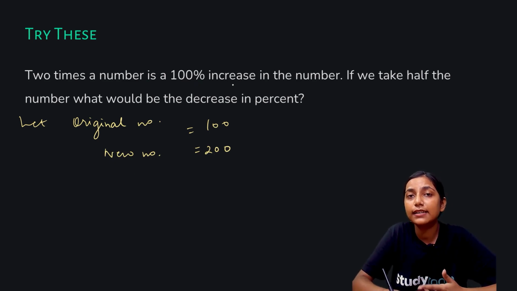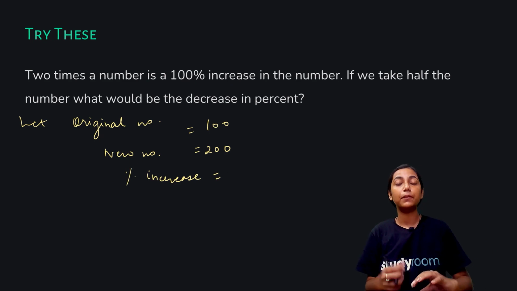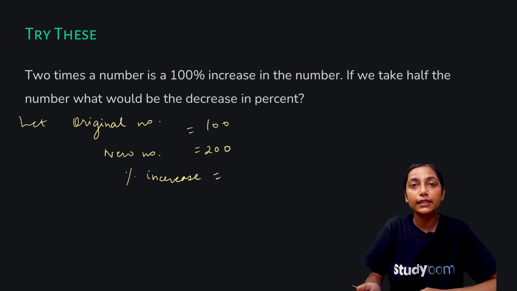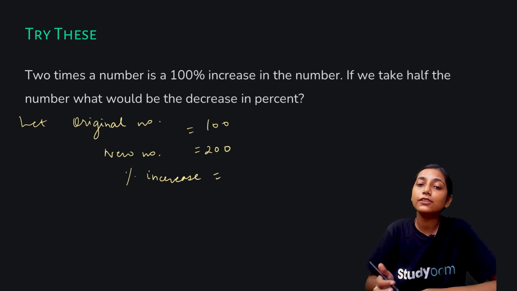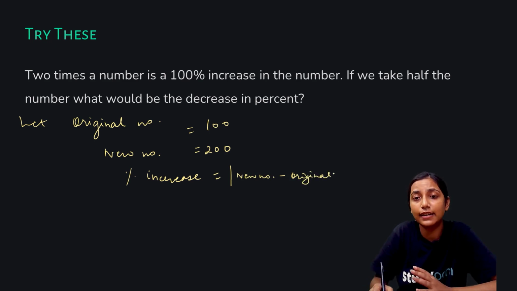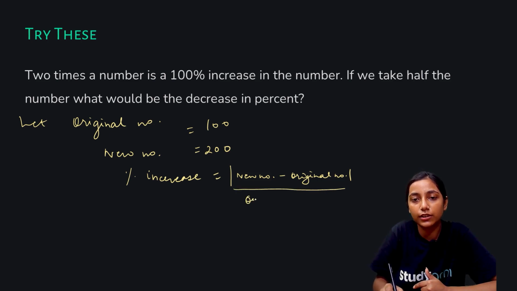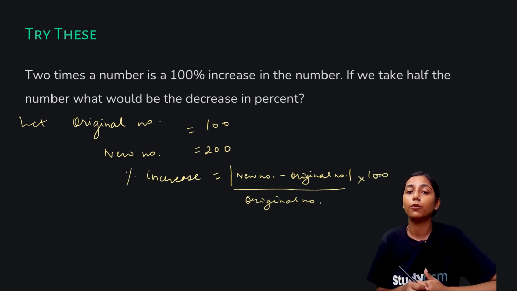Now, how do you find the increased percentage? How do you find it? The formula for finding the percentage increase or decrease is the mod of the new number minus the original number, that is, the difference between those two numbers, divided by the original number, into 100. This is the formula that we use.